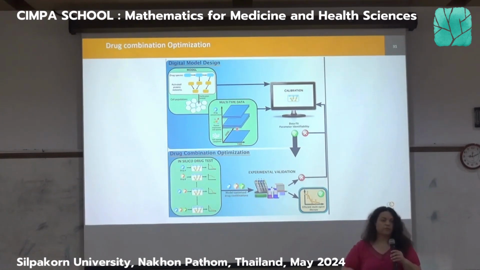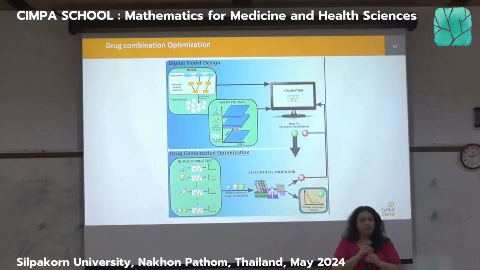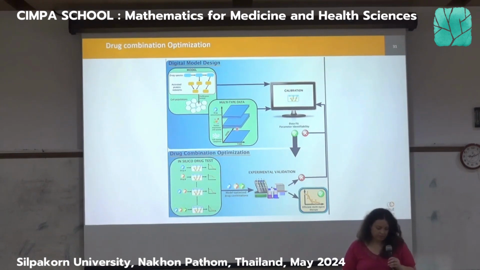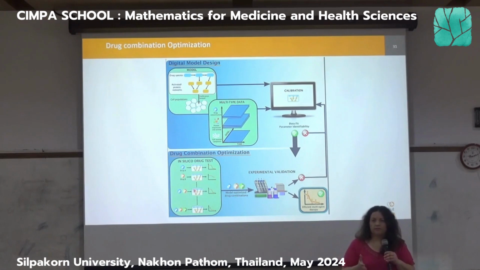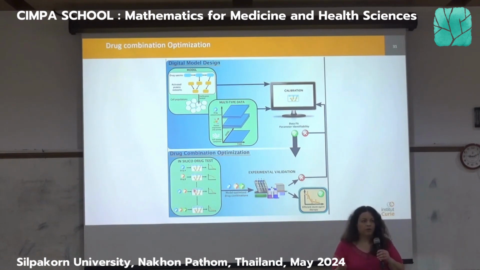So, for instance, if you want to optimize a drug combination, then what you need is to design an optimal problem, an optimization problem. And once you have a drug combination that is designed by the model, you want to go and see your collaborators, biologists, to validate the solutions of the model.